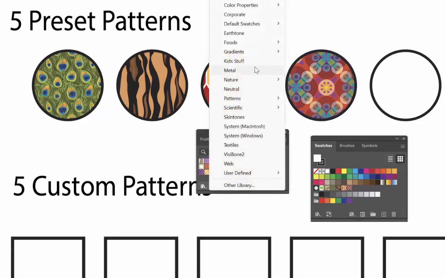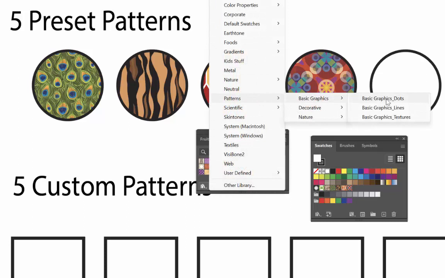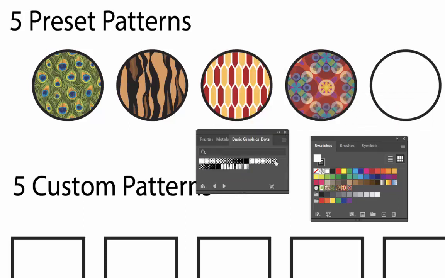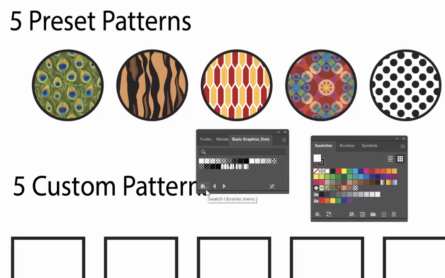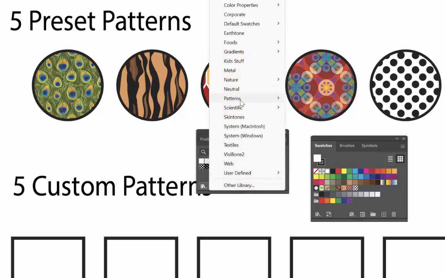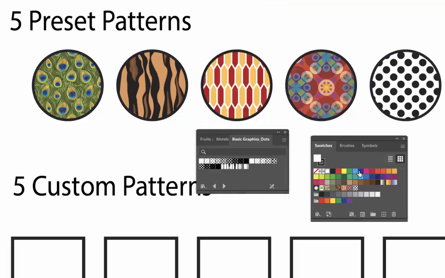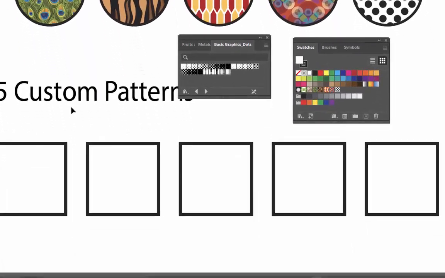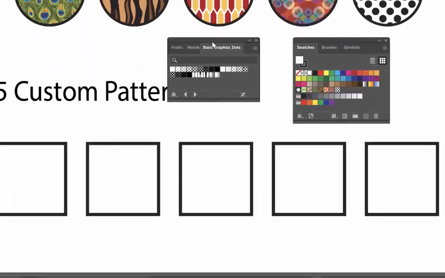And just for kicks and giggles, I'll switch it up. I'll get something basic. I'll do some basic dots, and I'll grab something like this and drop it here. All right, so 5 preset patterns. Those patterns all came out of the library patterns, and I got them all from there. That's what you do on the top part of this assignment: 5 circles filled with preset patterns. You did not make those yourself. They just came out of the library. Okay, very good. Now, on the custom patterns down here, you have to make them yourself.